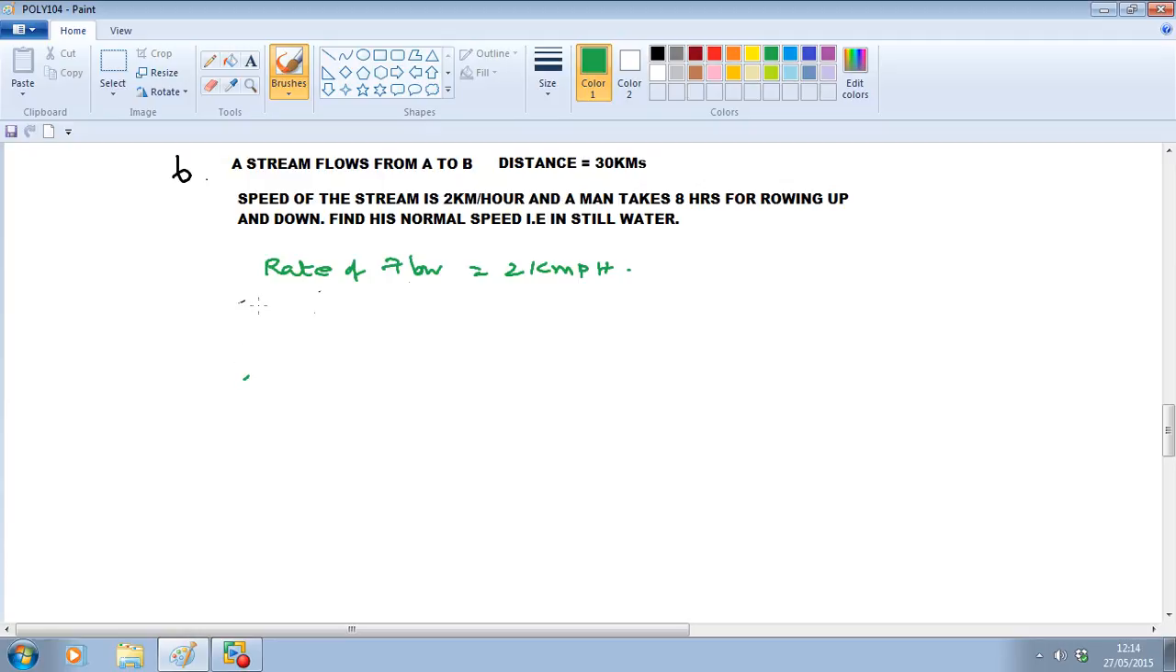So we will take the rate of the man in still water. So in still water, what is the speed? We will take it as x kilometers per hour. That we have to find out. The rate of the man in normal still water is x kilometers per hour. While going, what is the rate? It is x plus 2.